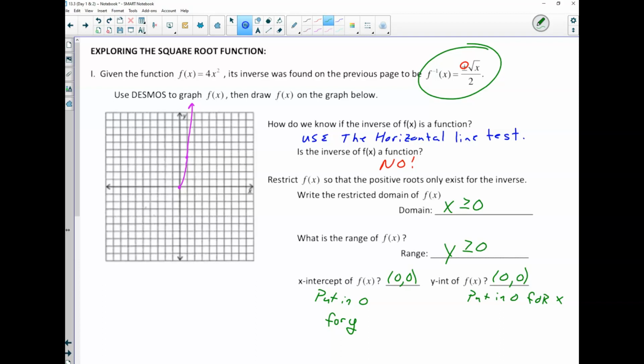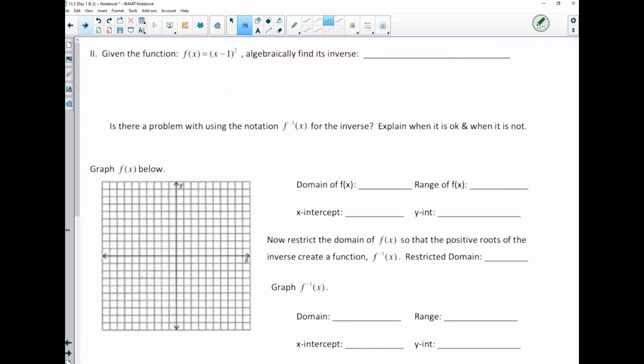No problem. Okay, now that I cut half of that parabola off, it will be what they call invertible, because it'll be 1-to-1, and it will pass the horizontal line test. Okay, so, given this function here, algebraically, let's find its inverse. Well, how am I going to find its inverse?